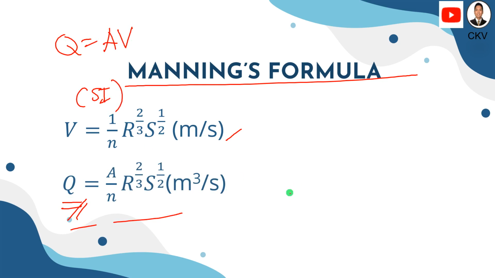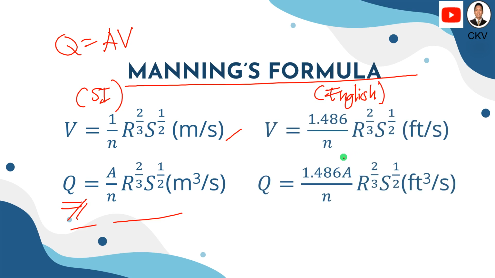But if we are required to determine the velocity as well as the flow rate in English system, this is your solution. Just multiply the conversion factor of 1.486. Okay?